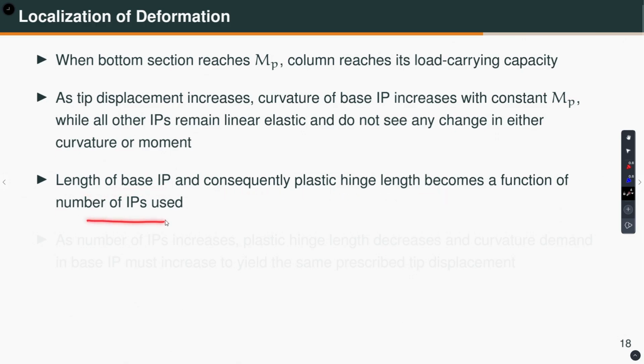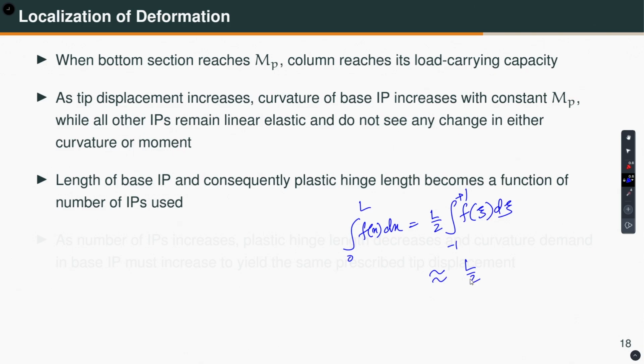Now, the length of the base integration point and consequently the plastic hinge length becomes a function of the number of integration points used. What is meant by that? If you recall from before, we are integrating a function f(x) dx from 0 to L. If we use this, I can write it from -1 to +1 as f in a normalized coordinate, f(psi) d psi, which is approximately equal to L by 2 times the summation of w i f(psi i), for i equal to 1 to n.